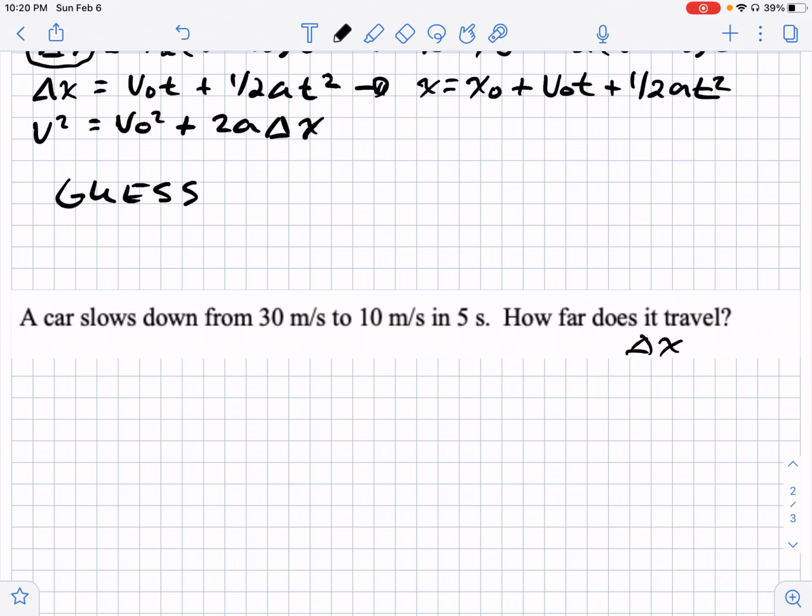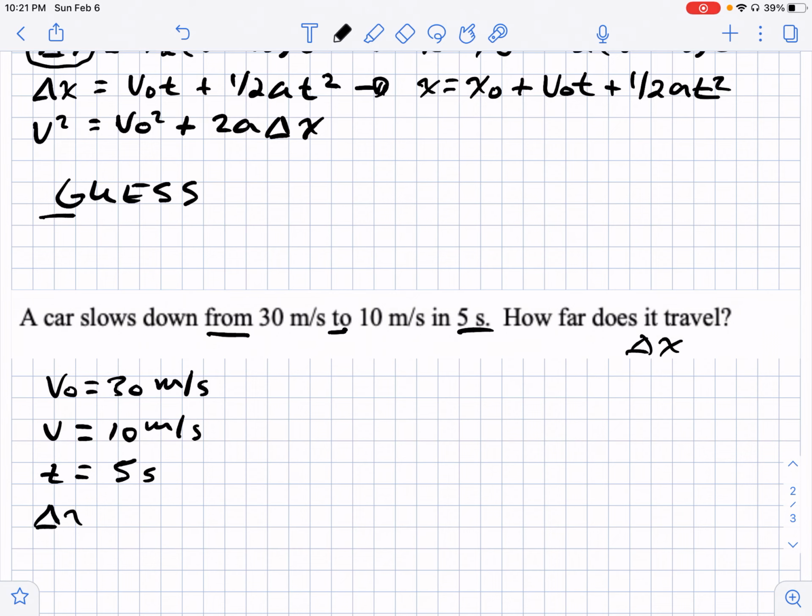So let's write down what's given. What was given here was, since it's slowing down from, that's my initial velocity. So your initial velocity is equal to 30 meters per second. 10, so that's going to be my final velocity. And 5 seconds, that's going to be your time. So there's my given information. I'm solving for that delta x there.